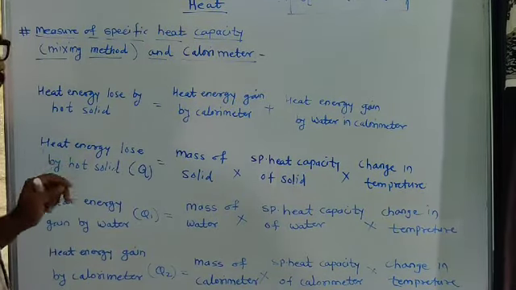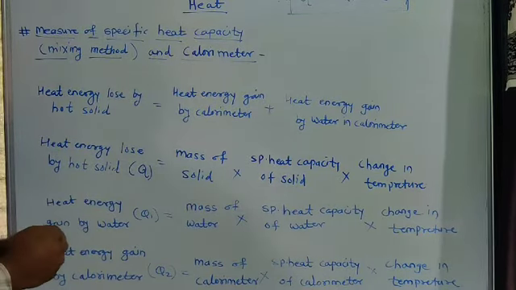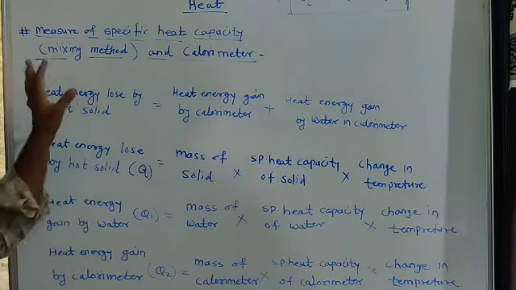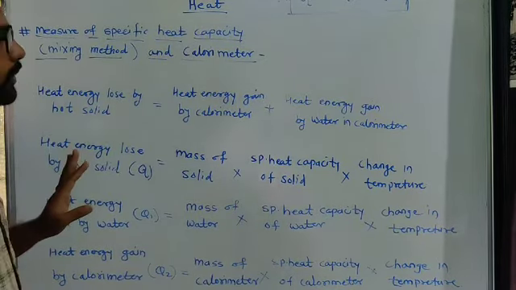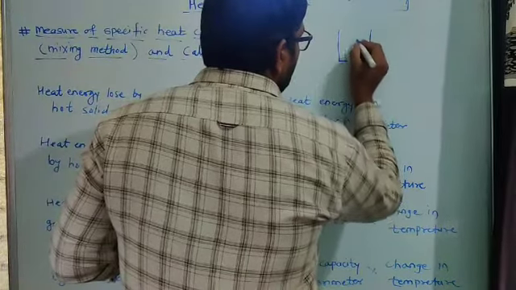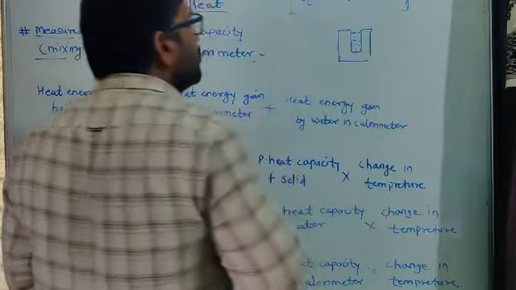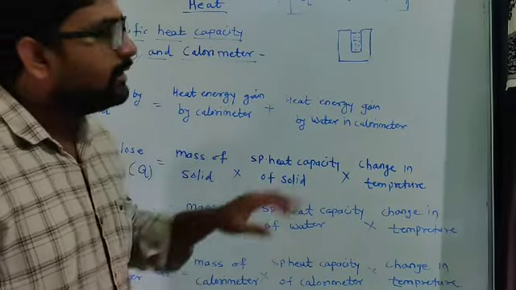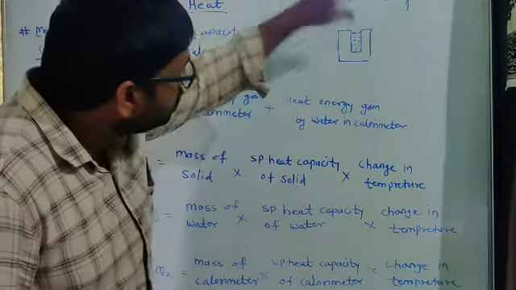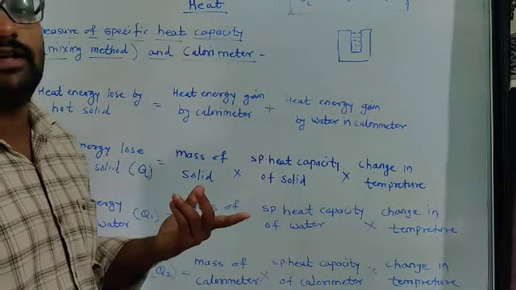So here we have to consider one hot solid object, and we have to measure the specific heat capacity of that hot solid object. First of all, look here, we draw a diagram. We already drew this diagram. Suppose this is the calorimeter. This water is cold, this is not hot water. If we place any hot solid in this water, then what happens? We know heat exchange will take place there. That is no doubt about that.